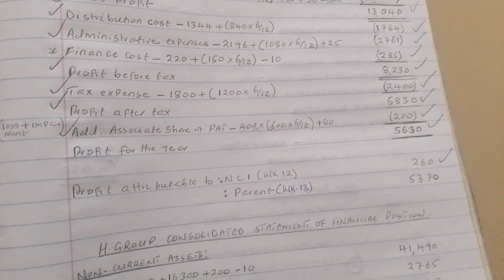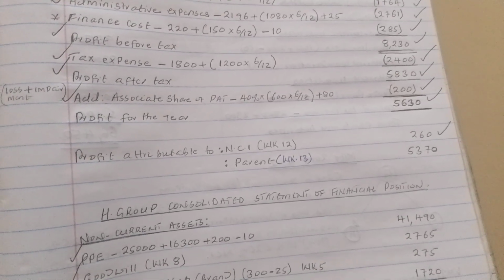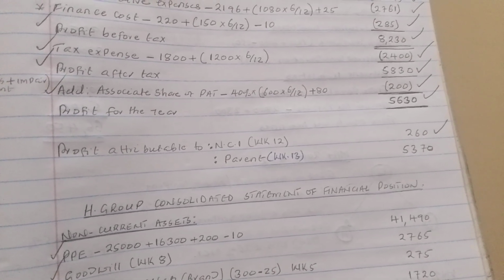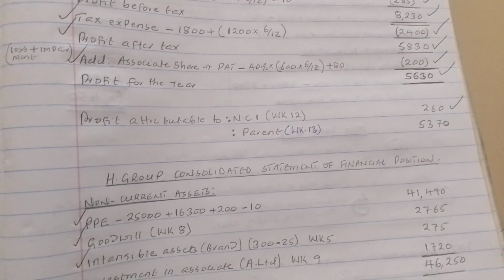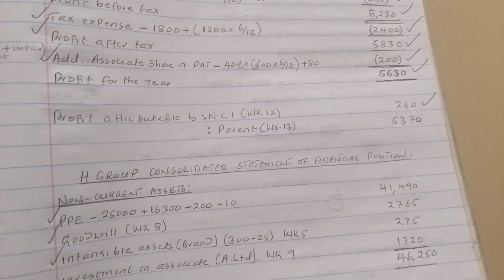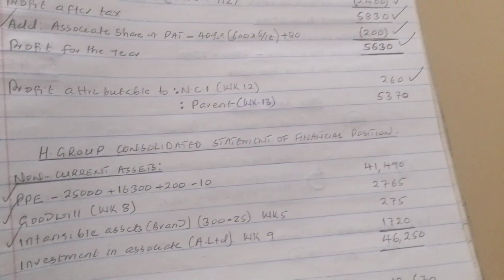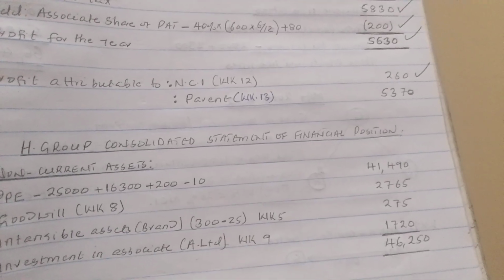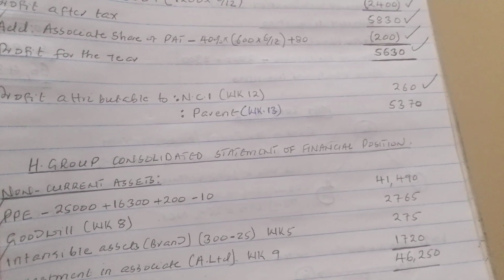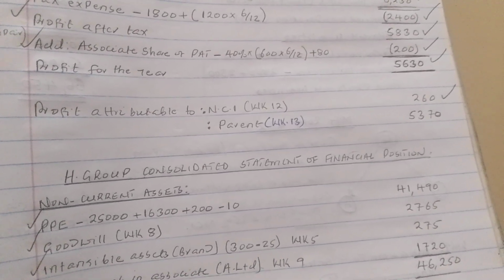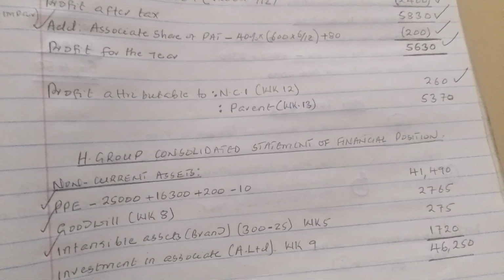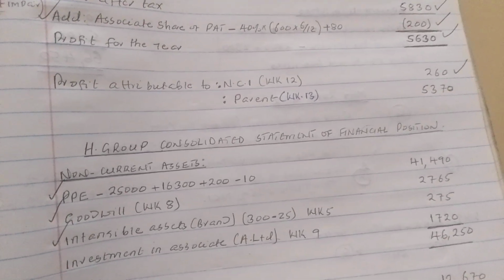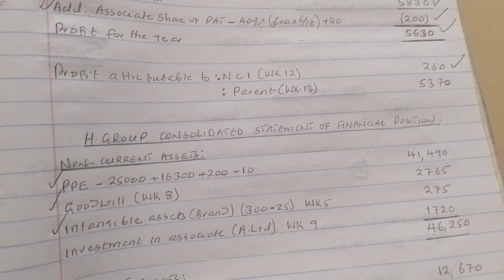So finance cost, profit after tax, you are getting 8230. Tax expense, take that of the parent, just as given in the income statement, 1800 plus 1200 times 6/12, 2400. Profit after tax, 5830. We earned associate share of profit after tax. Unfortunately, that was a loss. We have said 600 was a loss, and it was meant for 6 months. Then 40% of that, we earned associate share of profit after tax. In this case, it was not a profit, it was a loss. We also include the impairment of 80. We were told that that investment was impaired. So you minus 200.